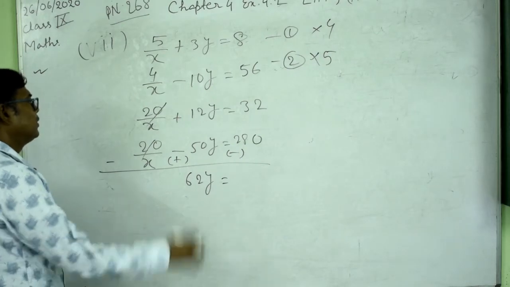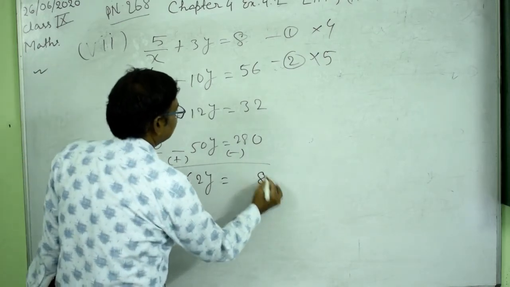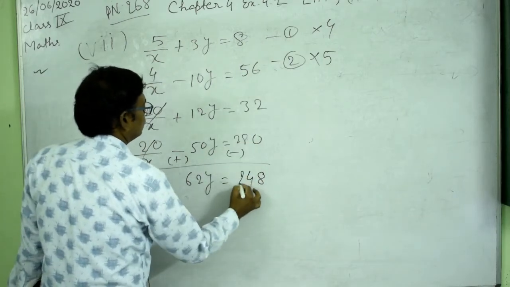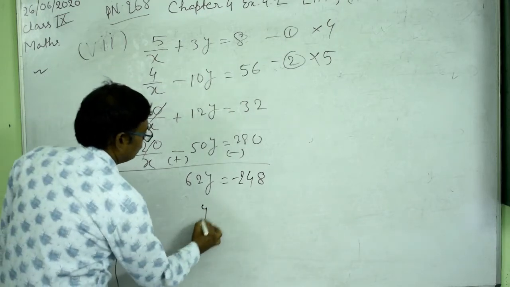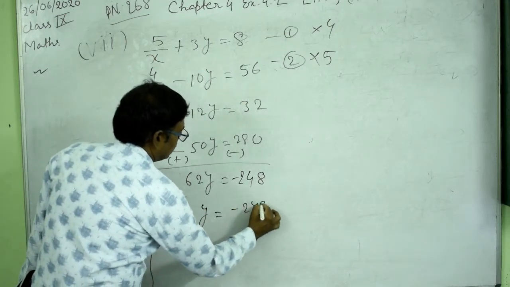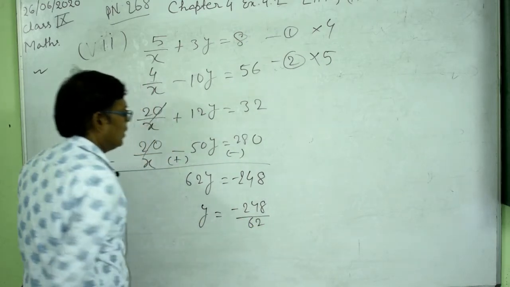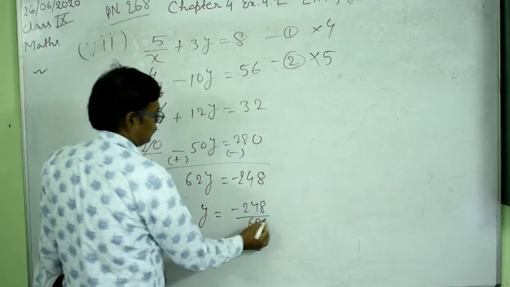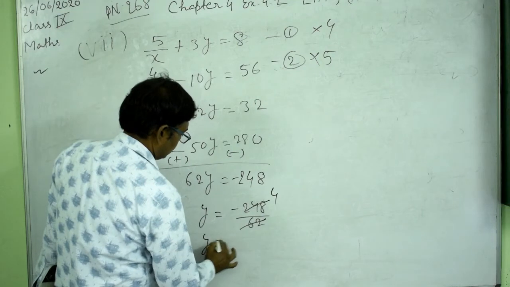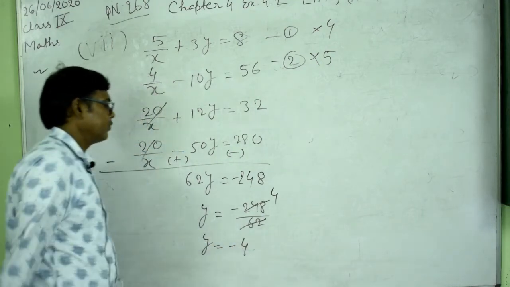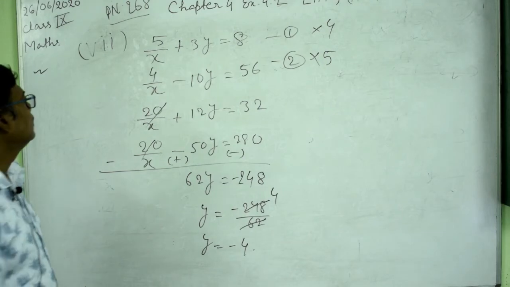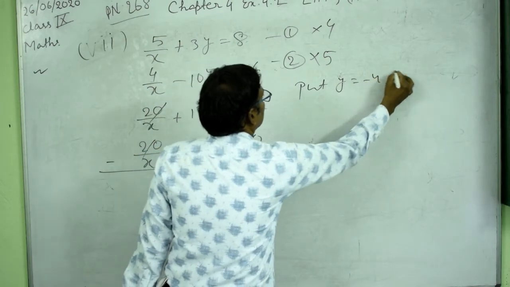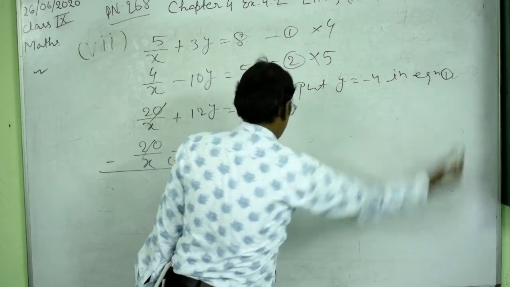So subtract 280 and 32, you will get negative 248, so you have minus 248 by 62, and then you can cancel by using the 62 table, that is 62 times 4 is this. So you have y equal to minus 4, so we have got y equal to minus 4. Now put the value of y in equation 1, put y equal to minus 4 in equation 1.